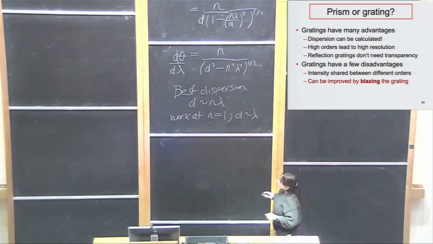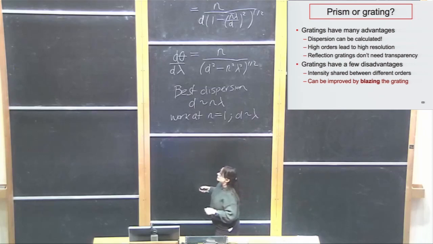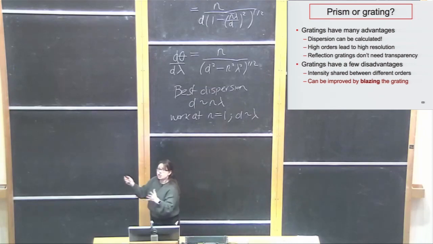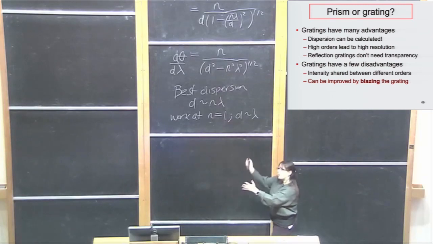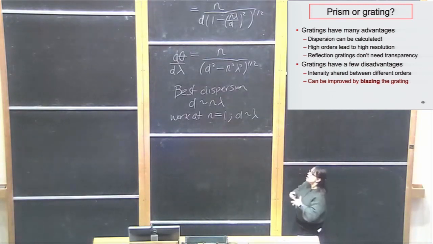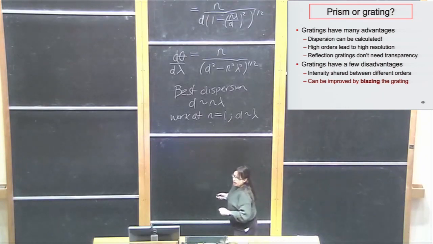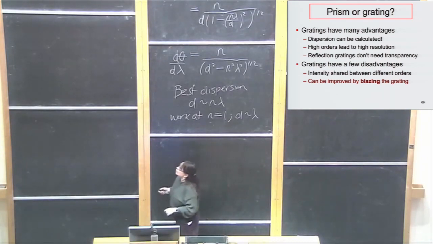They do have a few disadvantages, gratings. One of the main ones is that the intensity of the light is shared between different orders. You've got some going into your central peak, your n equals 0, some into n equals 1, n equals 2, and so on. So you're kind of spreading out the light. If intensity is an issue for you, that could be something to worry about.